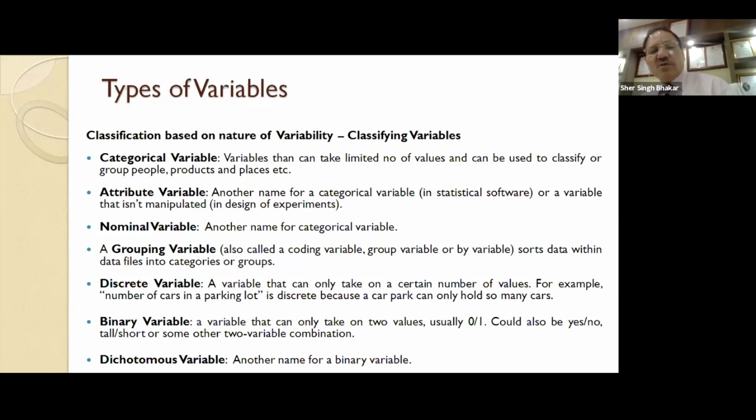Grouping variable is also a category variable for grouping people. Discrete variable is again for a limited number of categories. It can take up discrete values, 1, 2, 3, 4, like that. That means if we are not using any value between 1 and 2, 2 and 3, 3 and 4, it can be a discrete variable.